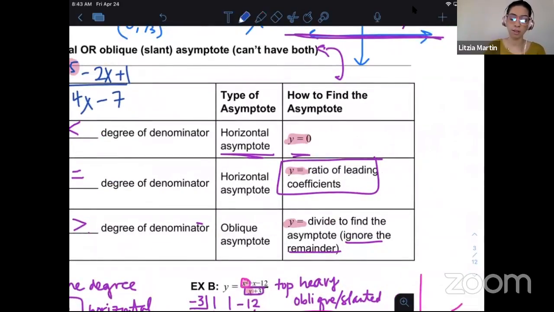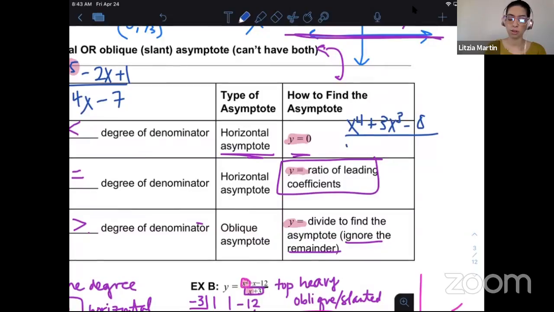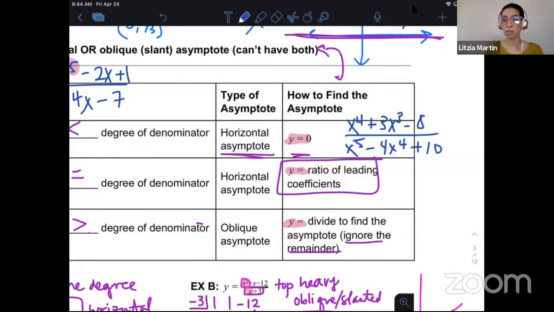to figure out, right? If you have something like x to the 4th plus 3x cubed minus 8 divided by x to the 5th minus 4x to the 4th plus 10, we see that the highest degree at the bottom is 5 and the highest degree at the top is 4. So then it's a bottom heavy function. So then your answer is automatically y equal to 0. You don't have to show any work. You can write off to the side bottom heavy function, and then that's it. Y is equal to 0.